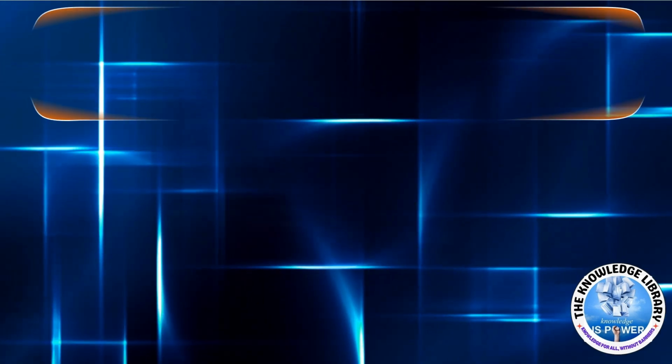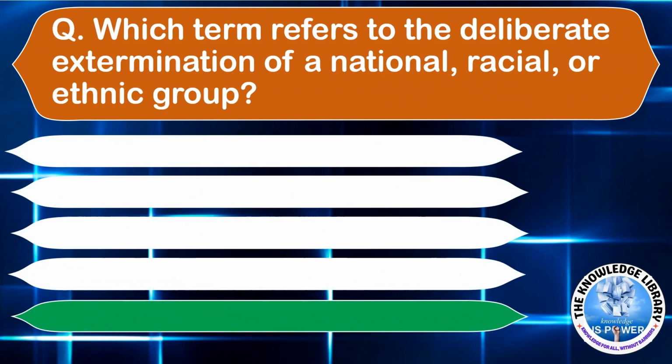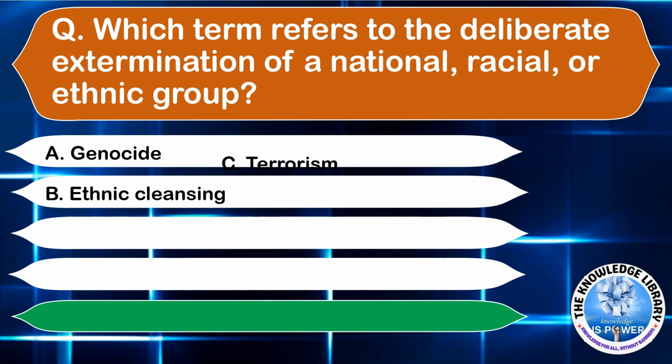Next question is, which term refers to the deliberate extermination of a national, racial or ethnic group? Option A, genocide. Option B, ethnic cleansing. Option C, terrorism. Option D, colonialism. Correct answer is option A, genocide.